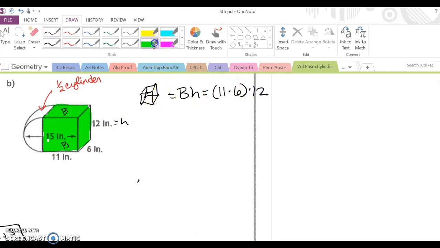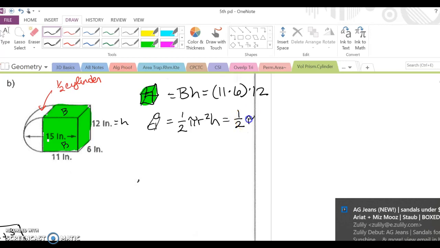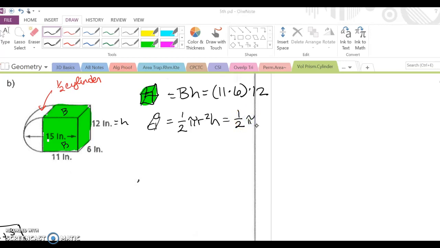Okay, and then we're going to go find the half cylinder. So, not sure if I can draw a half cylinder. That was terrible. Okay, but if a whole cylinder is pi r squared h, then a half cylinder is going to be 1/2 pi r squared h. So this is going to be 1/2 pi r squared. Let's see.